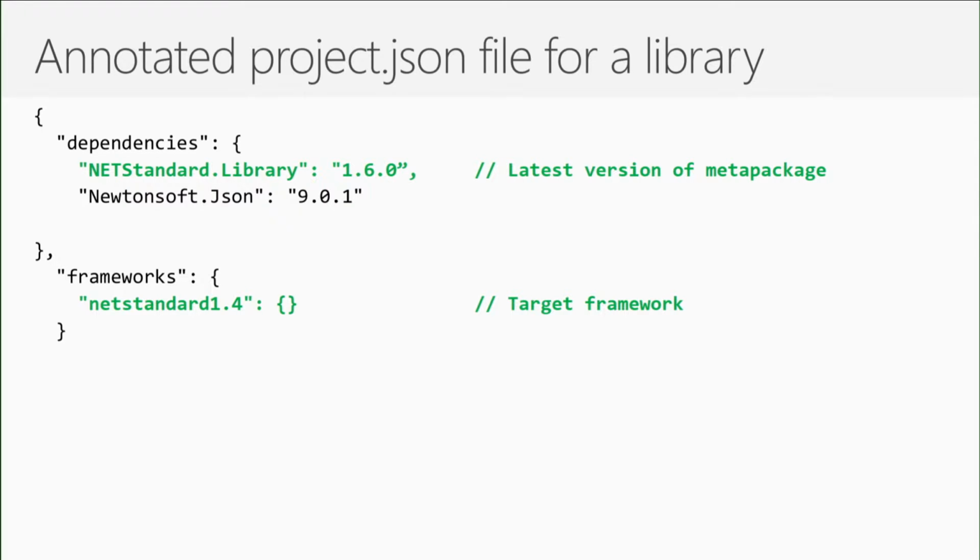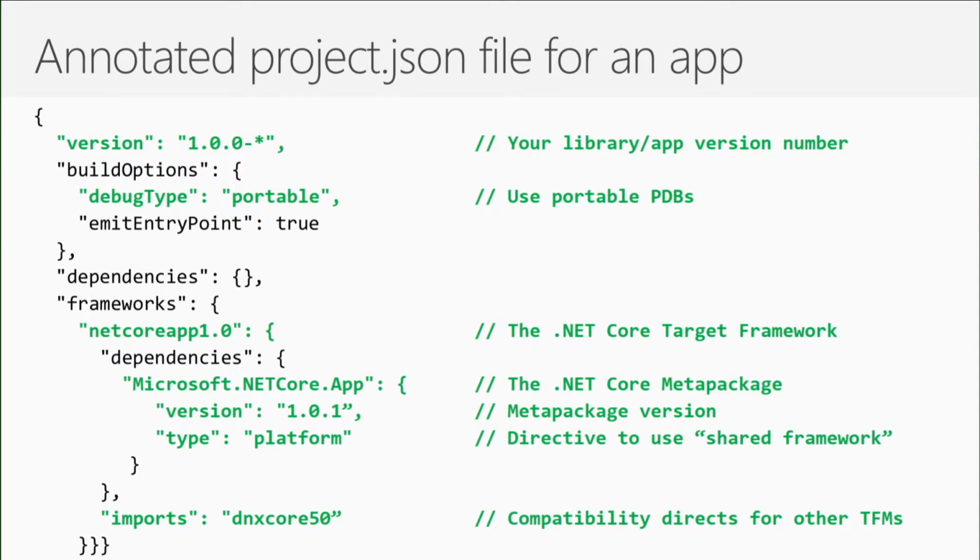So I'm building a .NET Standard 1.4 library, and I just happen to use this version of the meta package to get the reference assemblies. Here's a project.json file for an app, again, annotated. So the first version is just the version of what you're building. It's your version number. It has nothing to do with .NET Core version numbers.